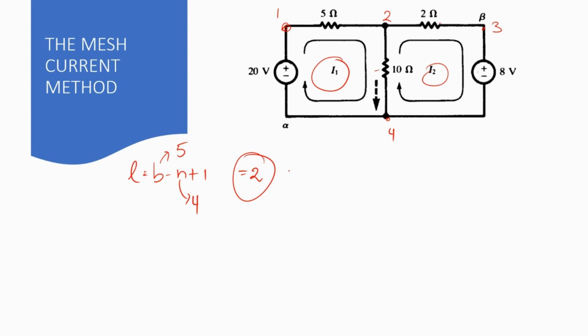The second step after assuming the loop currents is to apply KVL at each of these loops. So KVL at loop 1.